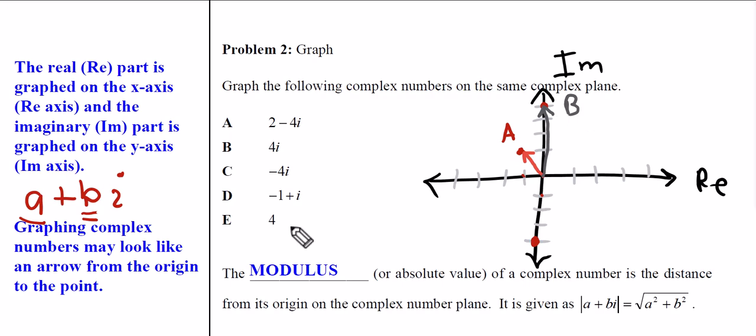So with that being said, you would think 4 is easy to graph on the complex plane, and it is if you recognize this is 4 plus 0i. In other words, there is no imaginary part. It only has a real part. So I'm going to go ahead and graph that on the real axis. And this is my point E.